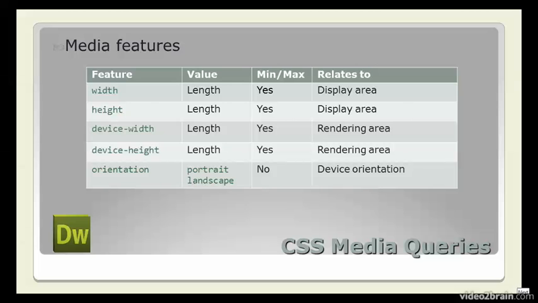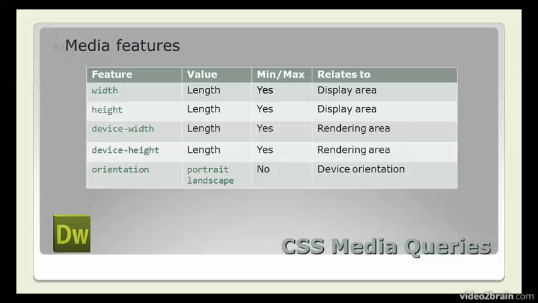As you can see from this table, in addition to width and height, media features include device width and device height. In the case of desktop or laptop computers, the difference is clear. Width and height refer to the dimensions of the browser viewport, whereas device width and device height are the overall size of the screen. With mobile devices, the distinction is not so clear-cut.